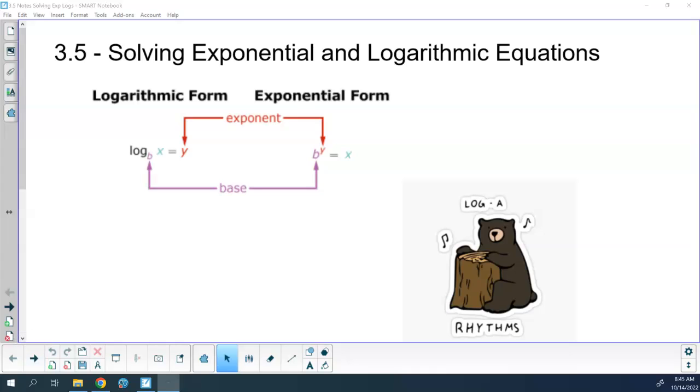Get it? A bear playing drums on logarithms. Wah, wah, wah. Logarithms.